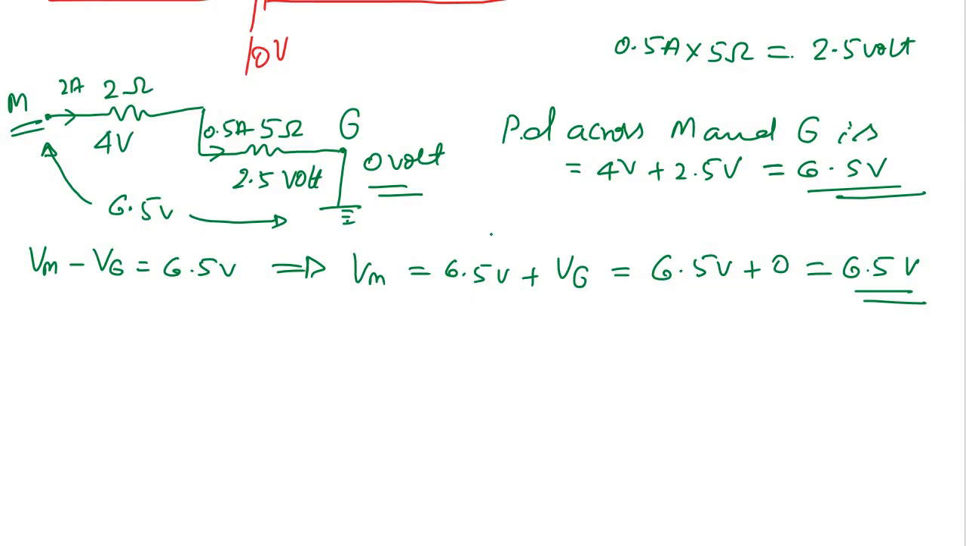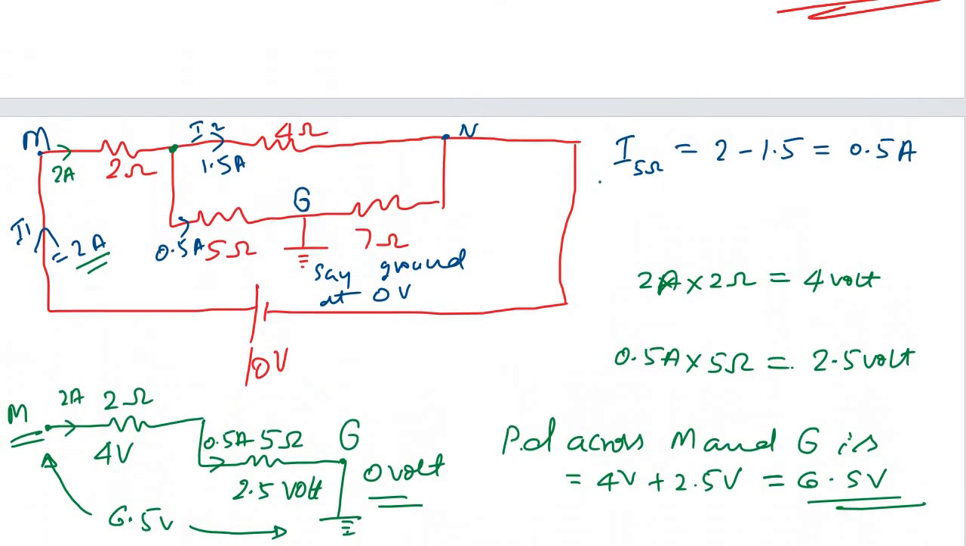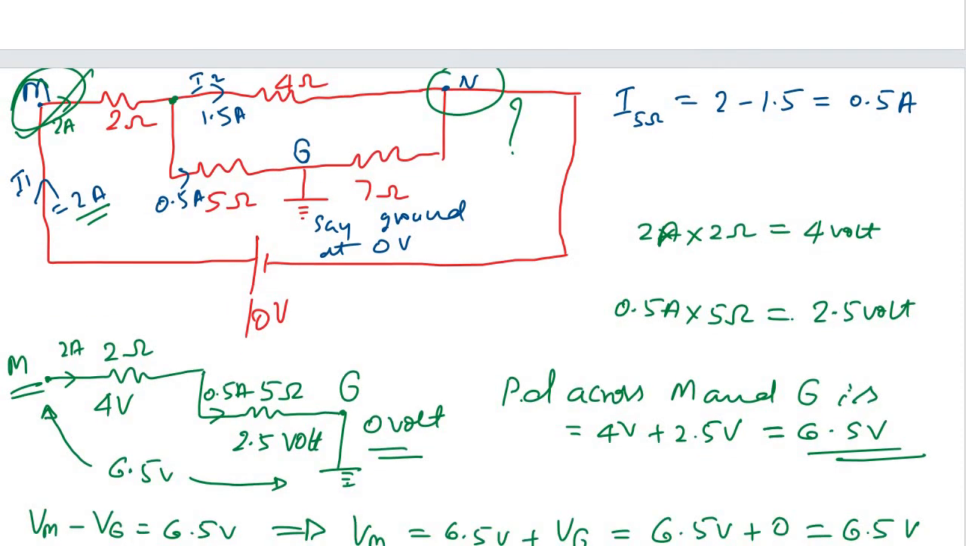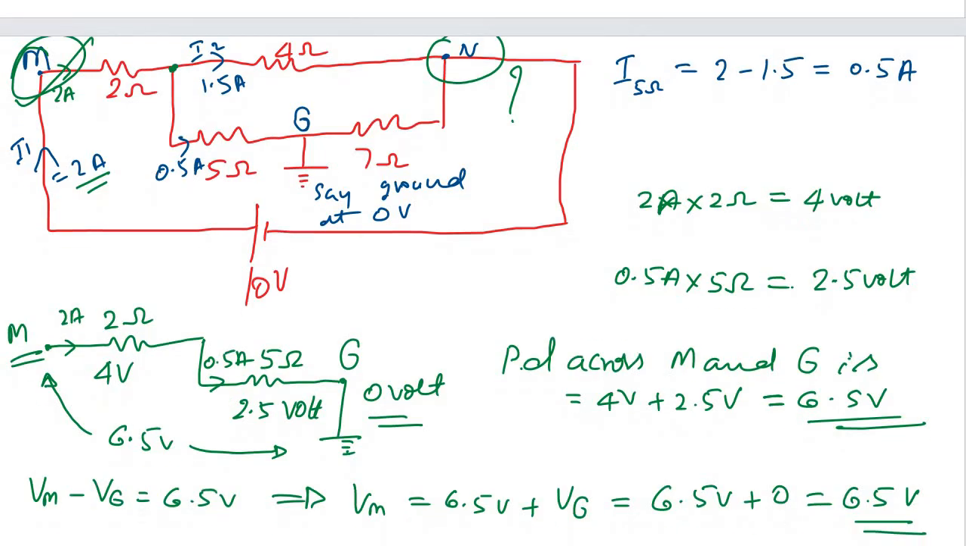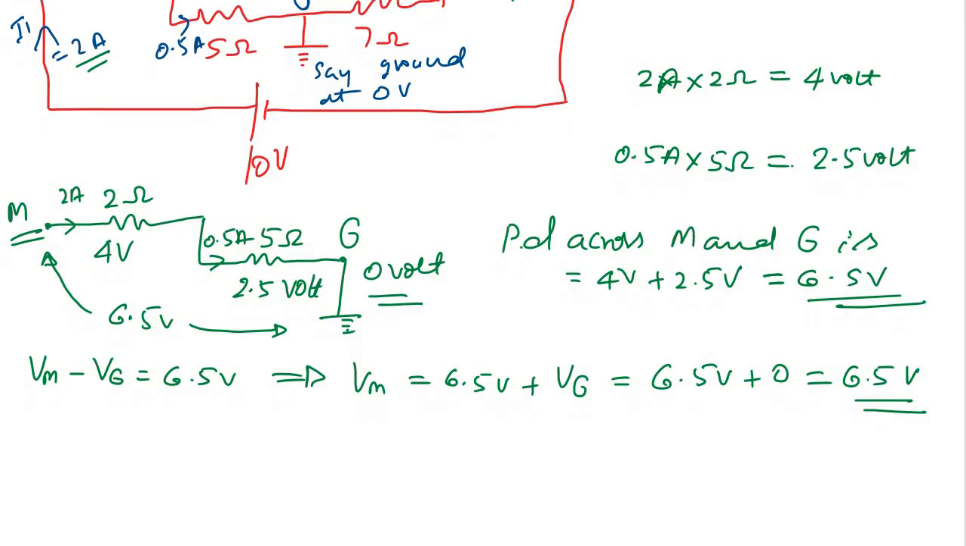So, we got one more thing. And finally, what we have to find? We have to find the potential at N, right? We got the potential at the point M, so now we have to find the potential at the point N. Okay. So, how to get the potential at point N? This is our question. So, the point is very simple.